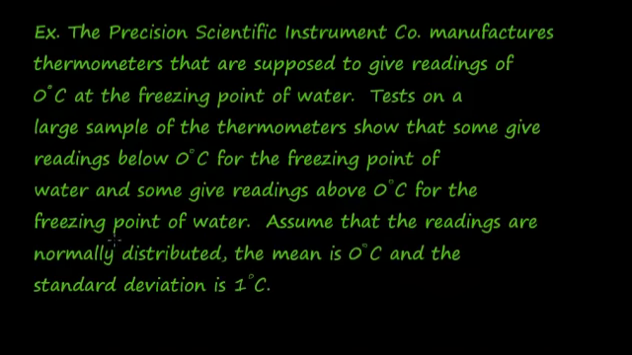The Precision Scientific Instrument Company manufactures thermometers that are supposed to give readings of 0 degrees Celsius at the freezing point of water. Tests on a large sample of the thermometers show that some give readings below 0 degrees for the freezing point of water, and some give readings above 0 degrees. Assume that the readings are normally distributed. The mean is 0 degrees Celsius, and the standard deviation is 1 degree Celsius. Okay. So that's the situation.